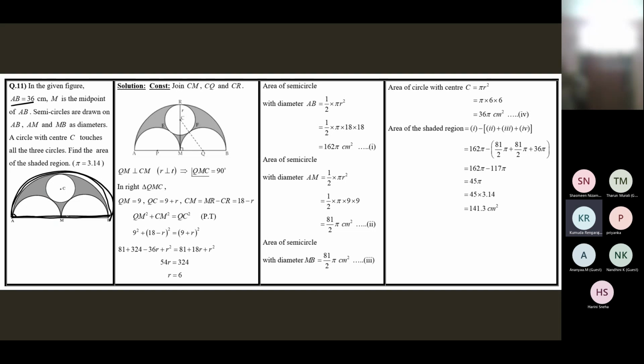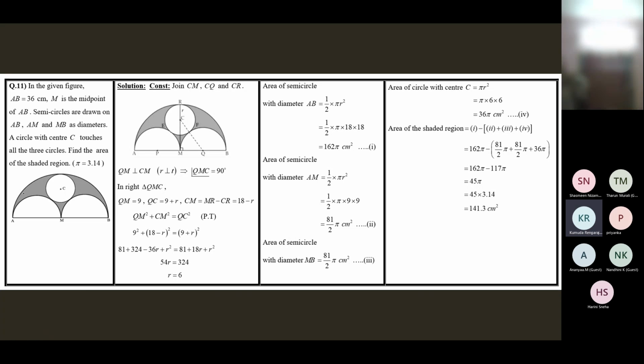Now, what do we have in this figure actually? There is one big semicircle, and inside that there are two equal, identical semicircles, and a circle. Now we have to find the area of the shaded region. That is the area which is outside these two semicircles and the circle.